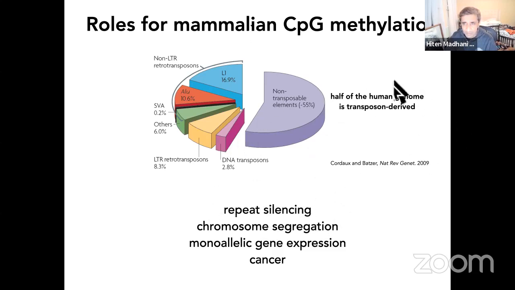So about half the human genome is derived from transposable elements and repeats. And these have to be silenced because they're deleterious. And they're silenced by DNA methylation. DNA methylation also plays an important role in chromosome segregation and centromere function, which is not well understood, as well as monoallelic gene expression. So for example, in human females, one copy of the X chromosome is silenced in a process called X inactivation, and DNA methylation plays a role in maintaining this.